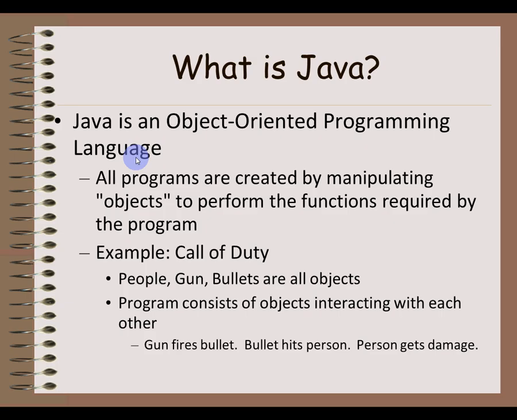Let's take a look at the example of Call of Duty. In Call of Duty, you've got a world filled with objects. You've got all sorts of people around you. Each person has guns or a variety of guns and grenades. Each gun has a whole bunch of bullets in it. So the program itself is those people objects running around, shooting their gun objects. When the gun object is fired, it fires off a bullet object. The bullet object travels through the air, hits another person object, and causes damage. So all these objects are working together to make a full program.